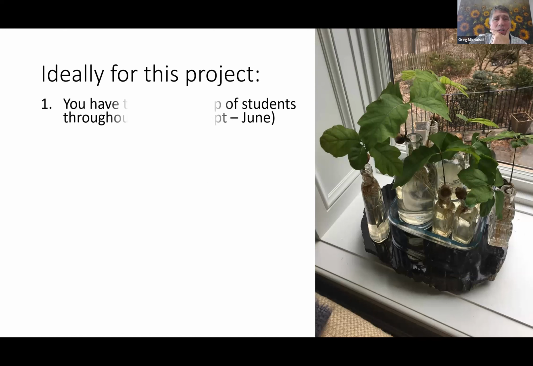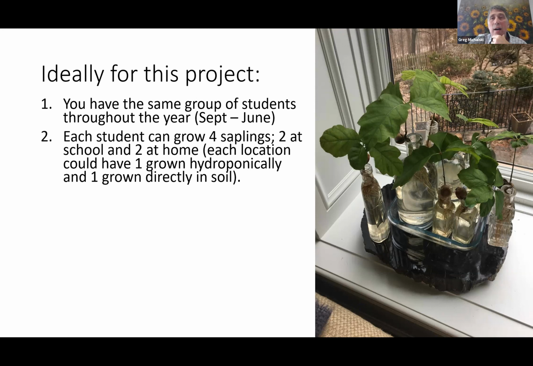So ideally, as mentioned, you've got the same group of students throughout the years to do this project. What we would recommend is, if a student could do 2 saplings at school in the classroom, in the lab, so 1 in soil and 1 hydroponically, and then they do the same thing at home. The reason we recommend to do 4 saplings is that in case one doesn't take, you've got 4 there, a very high probability that at least one of those 4 will grow well. Our experience is most, if not all, grow well, but you've got a backup.